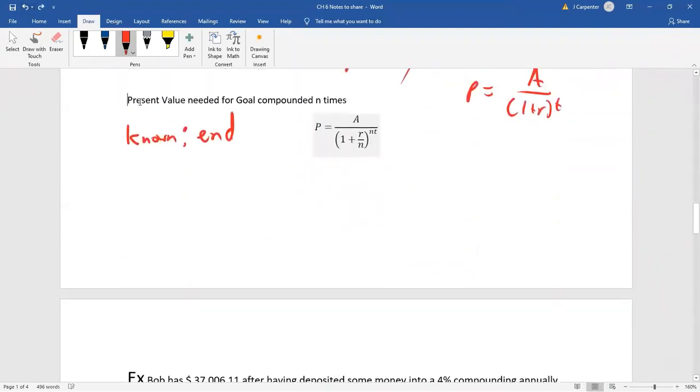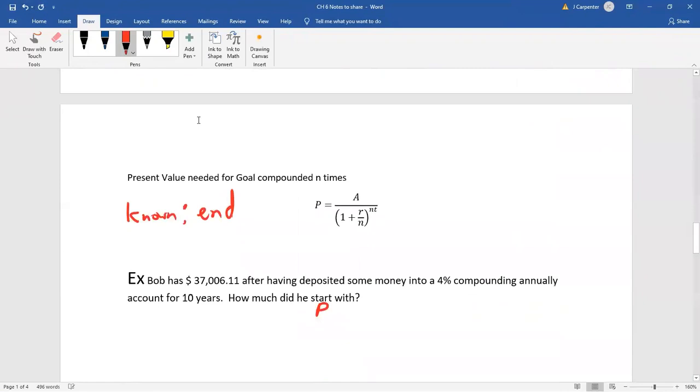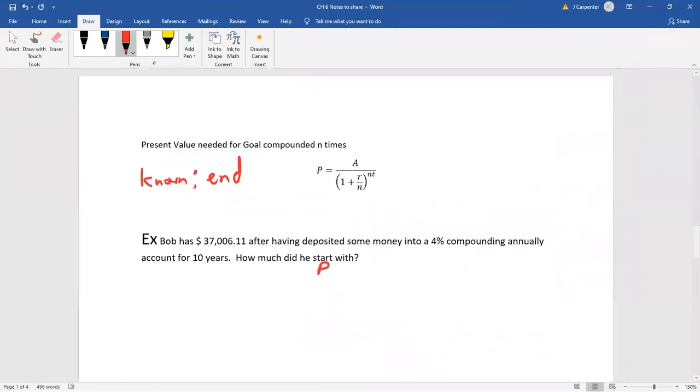Let me just get all this on the same screen. There we go. So the 37,006.11 number, that is not the principal, that is the ending amount. That is this number. And you don't want to be plugging a number into an equation where the letter is supposed to be on the side by itself. That's a horrible idea. The 4% says your R is 0.04. The 10 years, that's our T.